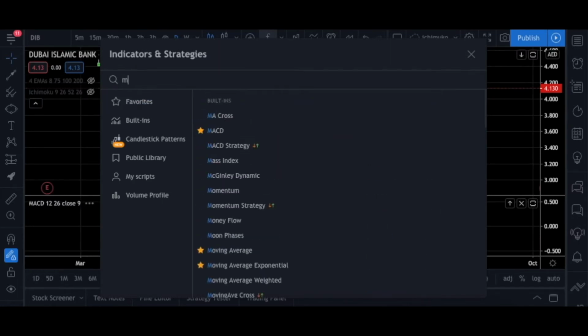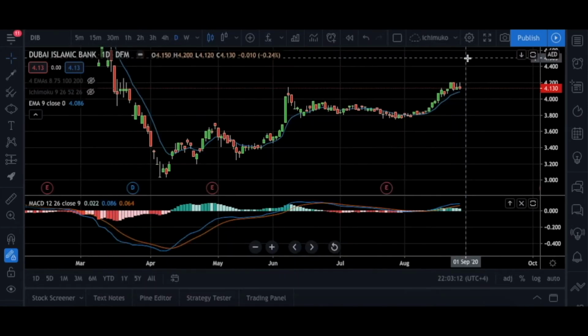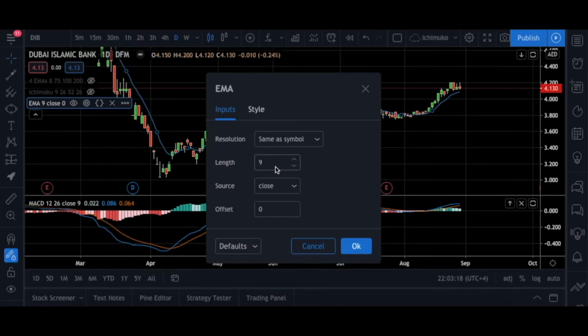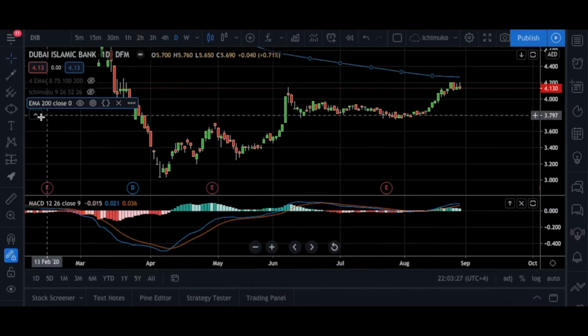Now you can search moving average exponential right here. That will also be loaded in the background. By default, it will be at 9 days, as you can see here. All you have to do is click on the settings, change it to 200. This moving average will help us identify the trend, whether it's in an uptrend or downtrend.